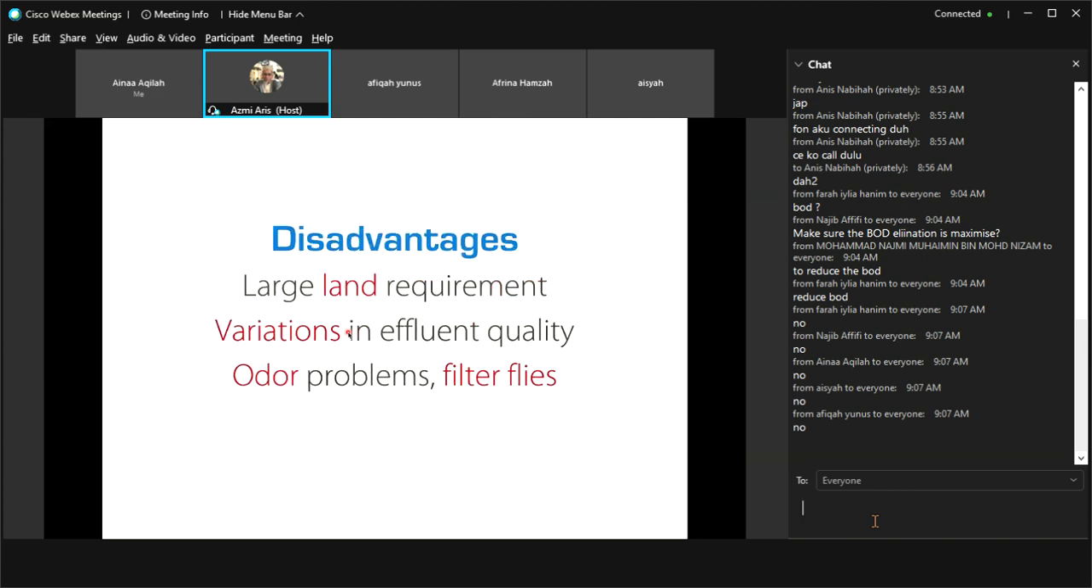Okay, so because of that, they have developed a new system of the same kind. They want to avoid this large land requirement, and they want to reduce the odor problem and also filter flies.